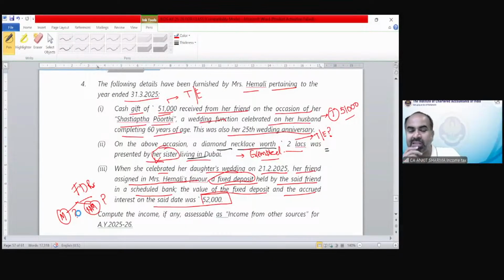Monetary category means cash, check, IMPS, etc. FDR is kind of a certificate. Is that kind of certificate a certificate of deposit? So will that kind of certificate fall in the definition of monetary or non-monetary?